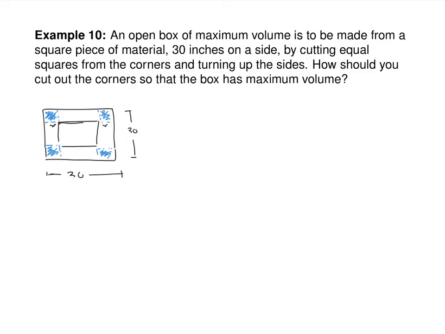What's the length of this from there to there? 30 minus 2x. And what's the length of this side right there? Same thing. You guys did a question like this earlier on in this class. I think I made you set up this volume equation. So the volume of this box is 30 minus 2x times 30 minus 2x times one more dimension. What's the last dimension in this box? X. Is that okay?